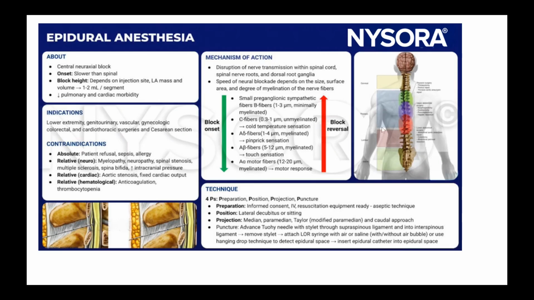And these are the 4 levels: cervical epidural, thoracic epidural, lumbar, and supracoccygeal or sacral epidural. And the technique that you do is preparation, position, projection, and puncture. Informed consent, the IV line should be there, resuscitation equipment should be ready. It should be an aseptic technique, painting the area and anesthetizing it. Position: you can do it in lateral decubitus or sitting position. Especially in obese patients, sitting is much more comfortable.